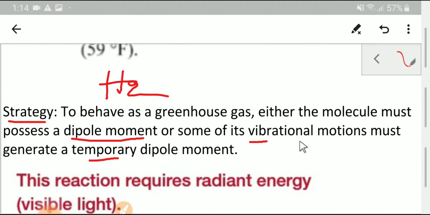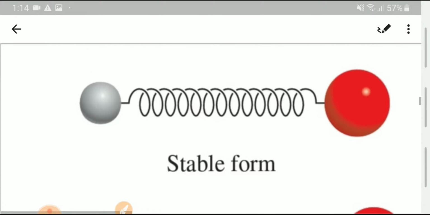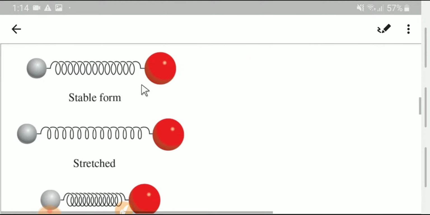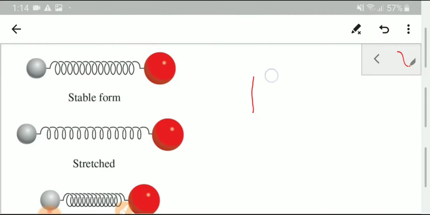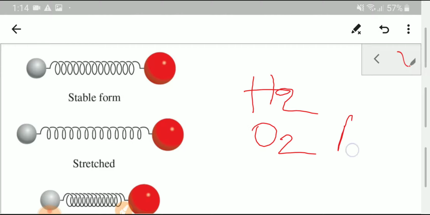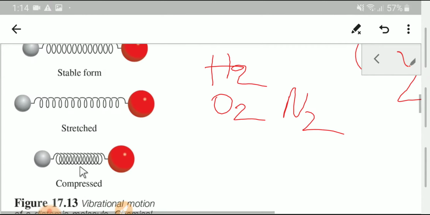So now we have to look at vibrational motion. Look here, this is a homonuclear molecule. This is the vibrational mode of a homonuclear molecule, like hydrogen, oxygen, nitrogen. This is the stable form, you can say the normal form, and this is stressed. The bond between hydrogen atoms can be imagined as a spring. This is stressed, and this is the compressed form.